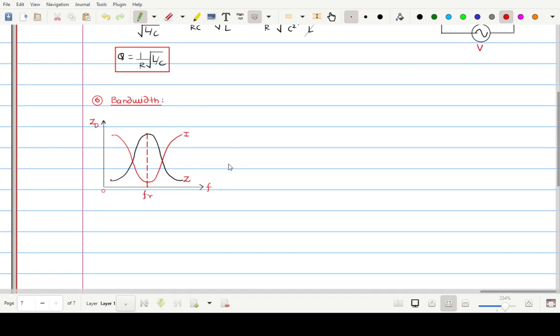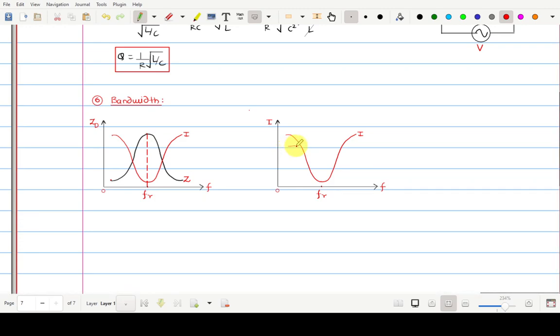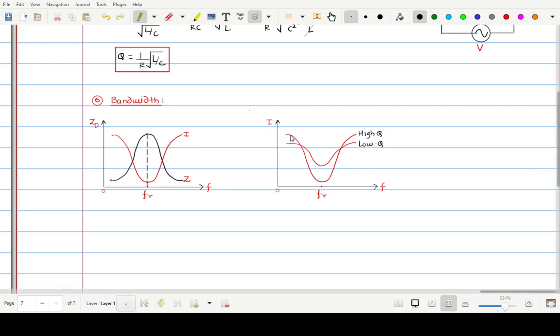If you take only current, your current curve will look like this. The shape of this current curve will be decided by the quality factor. If suppose I reduce the quality factor, then your shape will change like this. When your quality factor is high, the current curve has larger height, and when your quality factor is less, you can see that your current curve is shrinking, meaning the height of the current curve is reducing.